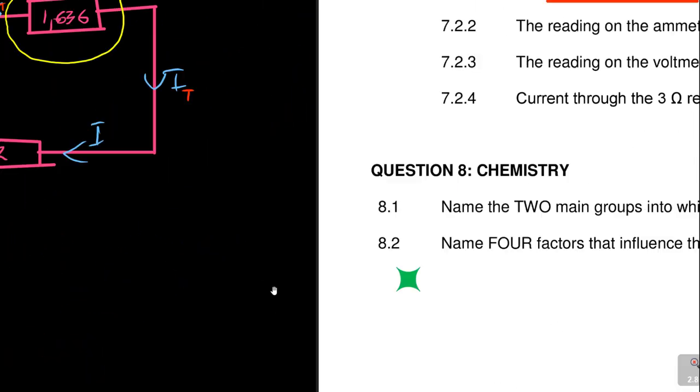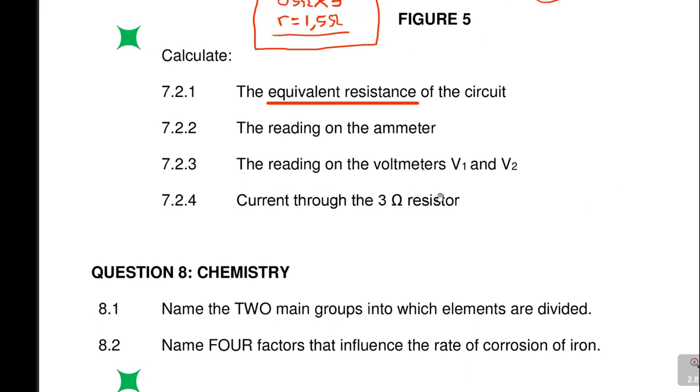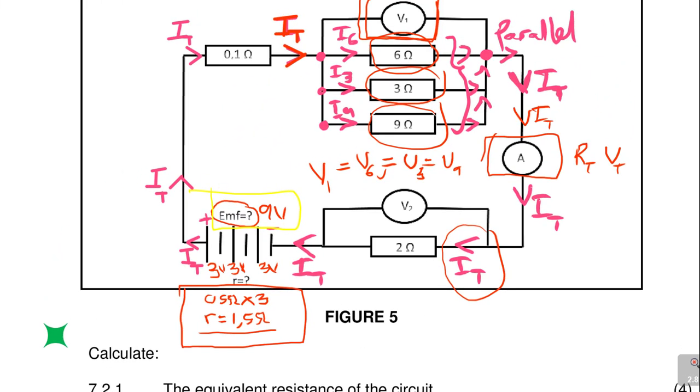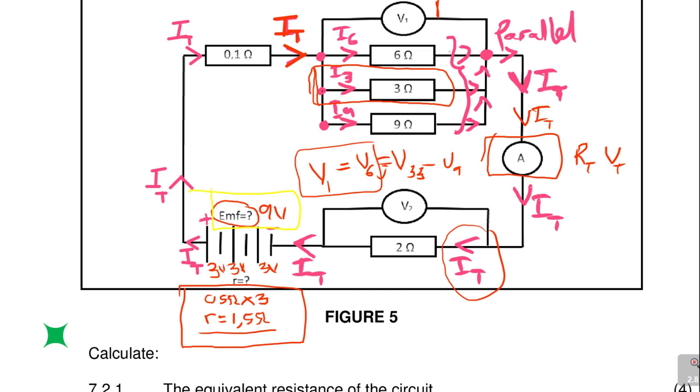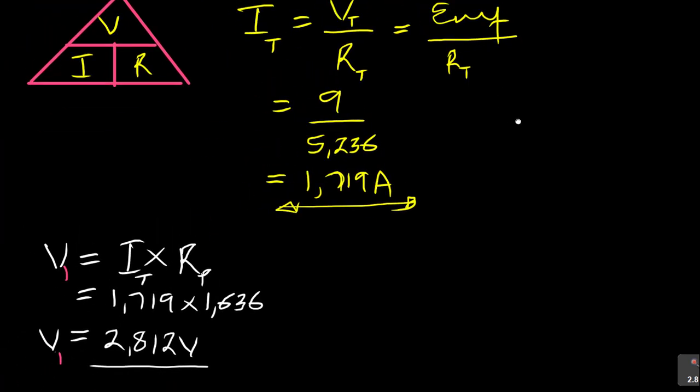I hope so. Next question, last one, it says current through the 3 ohm resistor. Where is the 3 ohm? Let me erase a few things here so that you're able to see this. Look, the current, I called it I3, is coming through the 3 ohm resistor. What is interesting here is the current is what I want to find out, but the voltage is the same. Remember I was telling you V1 is equal to V6, which is equal to V3. So we know the voltage is the one that I calculated. Now if I know the voltage and I know the resistance, again I use this triangle, this one, because they want the current.